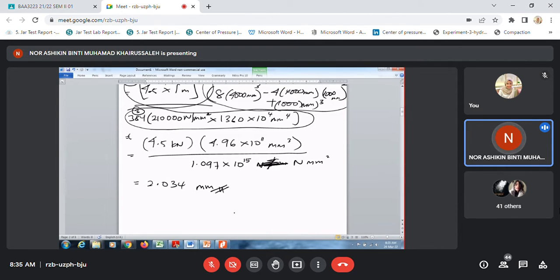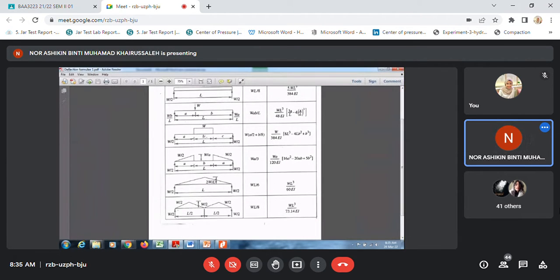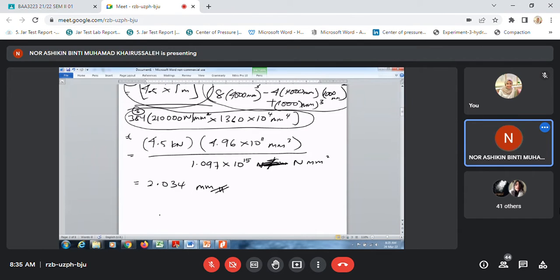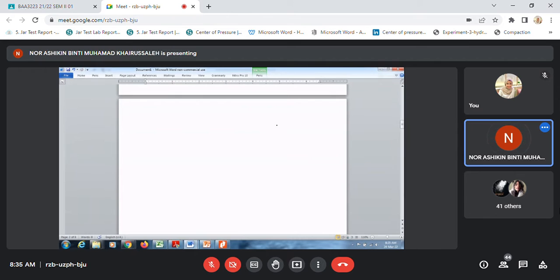But only for this shape from this one. Okay, so now we need to add this one. So the formula is this one. Okay, I draw it for easier calculation.